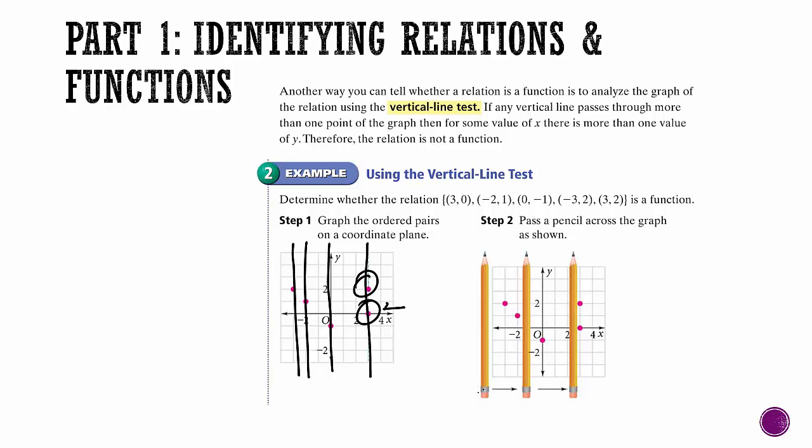Because this point right here is at 3, 0, and this point right here is at 3, 2. So that means that house 3, or pizza 3, sorry, is trying to go to 2 different houses, and that can't happen. Another thing to do is just pass your pencil across it like they're doing here. If your pencil crosses more than once, like that, it's an easy way to say it's not a function.